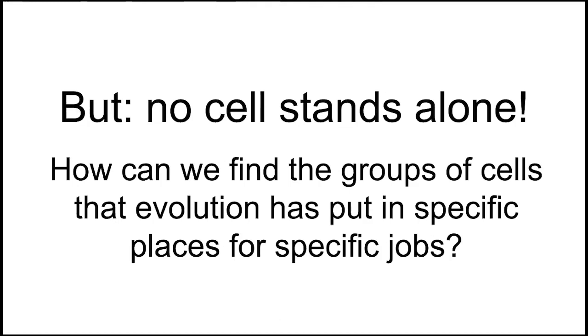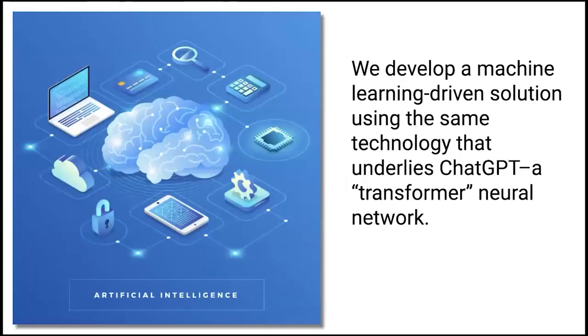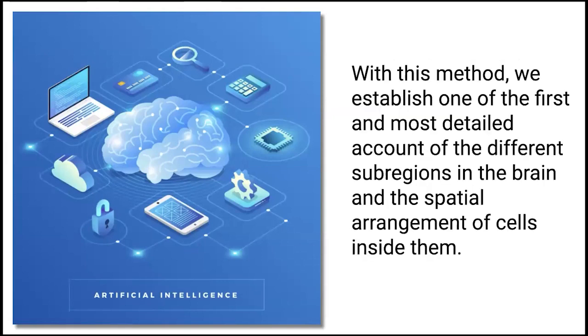What we're really interested in is how can we find the groups of cells that evolution has put in place, or in specific places, for specific jobs, and then hopefully understand how those positions and how those groupings of cells give rise to complex functions. To do that, we lean on a machine learning solution using the same types of technology that underlies ChatGPT, what is called the transformer neural network. And using this method, we establish one of the newest and most detailed accounts of the different subregions in the brain and the spatial arrangement of cells inside them.